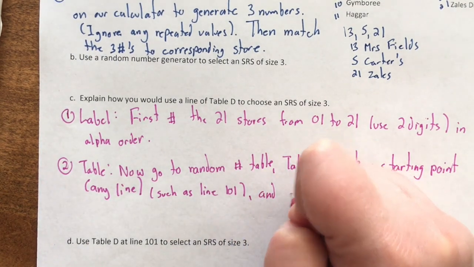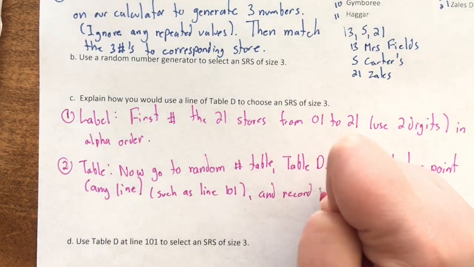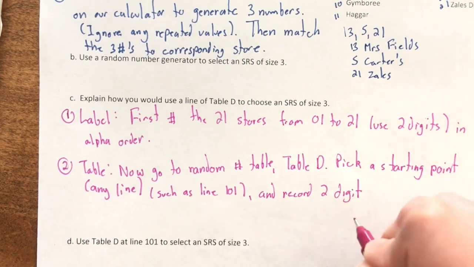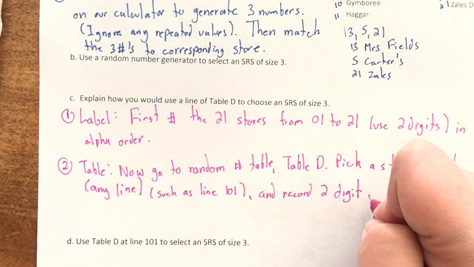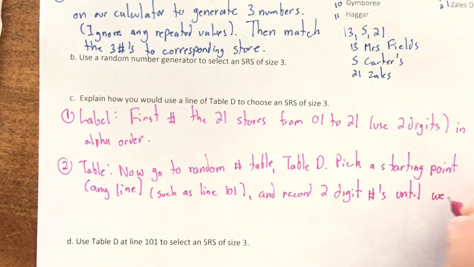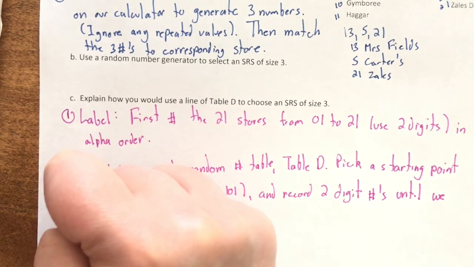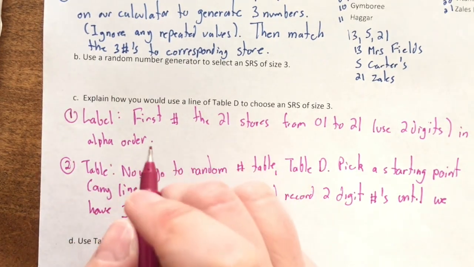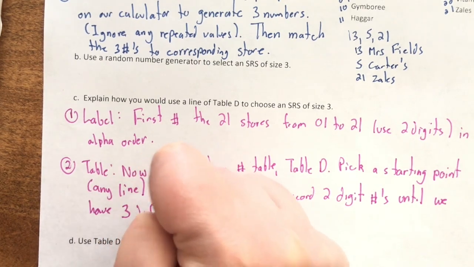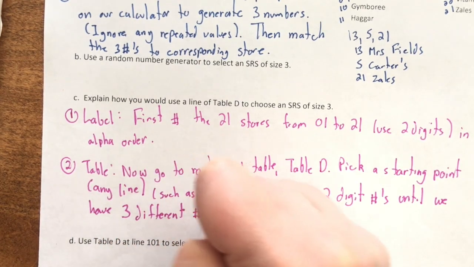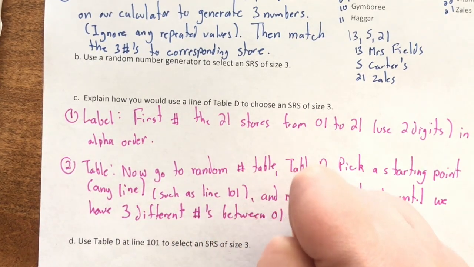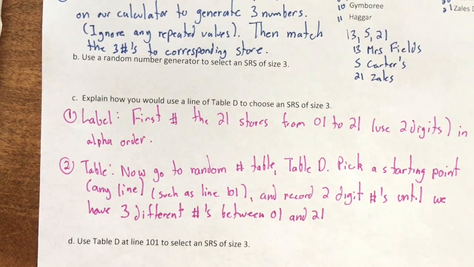And then you're going to record 2-digit numbers, and you need to tell me that. You don't just write them down. You say, and then I record 2-digit numbers until we have 3 different numbers between 01 and 21. You could also say until we have 3 unique numbers.